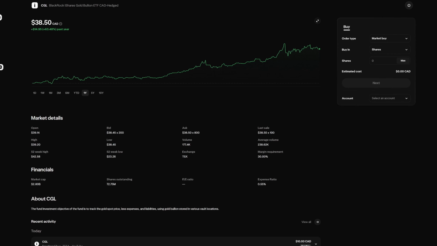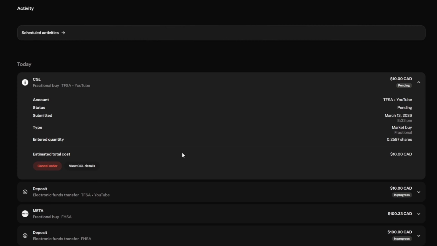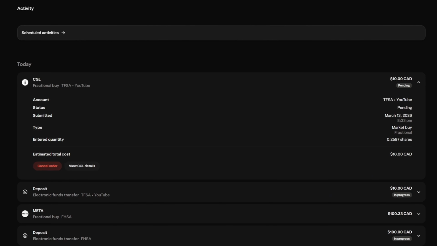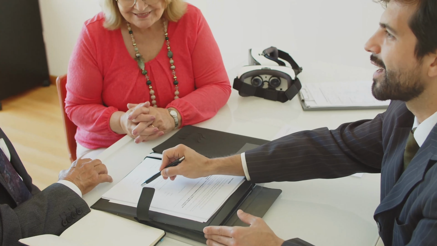Just remember one thing. Gold doesn't produce income like dividend stocks or bonds. It's usually used as a diversification tool or a hedge against inflation and financial uncertainty, rather than a core investment. Most investors who use gold keep it somewhere around 5 to 10% of their portfolio.